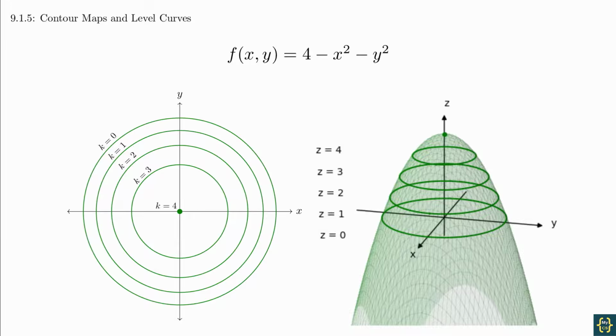We can actually understand some of the features of the surface without having to think in 3 dimensions. Notice that in this collection of level curves, the curves get closer together as the value of k gets smaller.